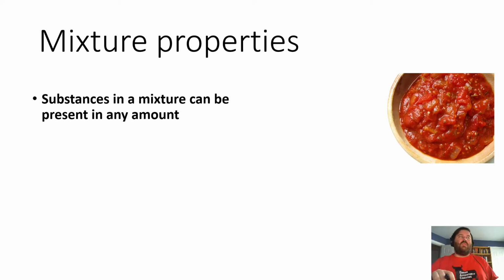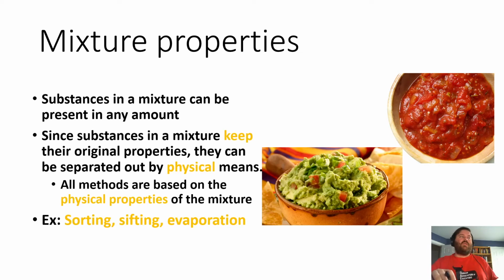Substances in a mixture can be present in any amount. If you're making salsa, which is another example of a mixture, it could be 99% tomato with just one tiny bit of onion and one bit of pepper in there, or you can swap it all around. It wouldn't change the fact that it's a mixture, and it wouldn't change the fact that it's salsa, although it might be less desirable salsa if you don't do it in the right ratios.